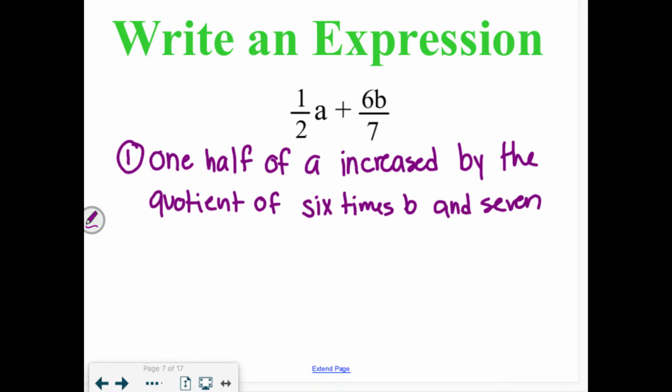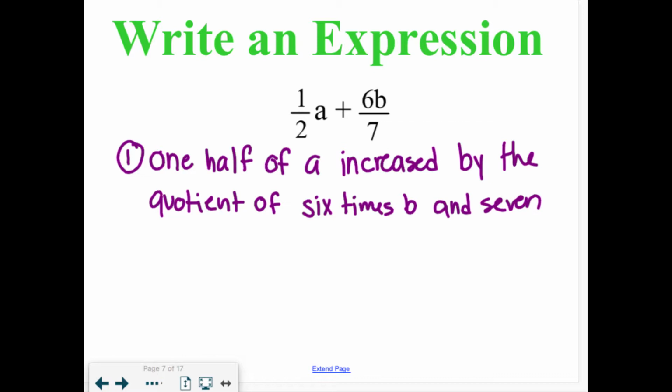seven. A couple of key things with what I did here. First, the numbers, anything less than 10 needs to be written out. So I wrote out the word one, I wrote out the word six, and I wrote out the word seven. So if your number is less than 10, it has to be written out as a word. If it's greater than 10, you can write it out as an actual number expression. I used some keywords like increased and quotient.